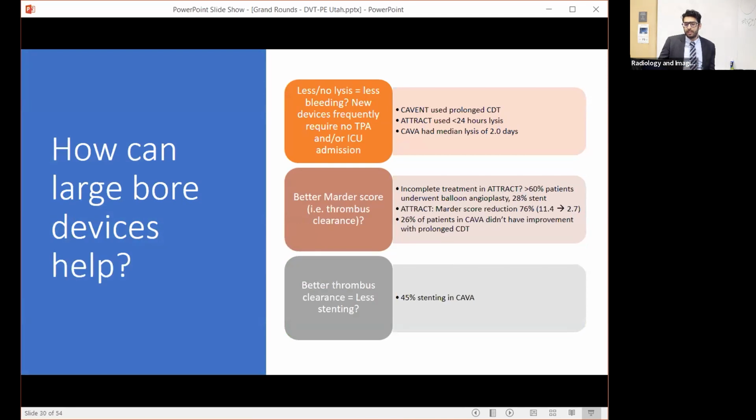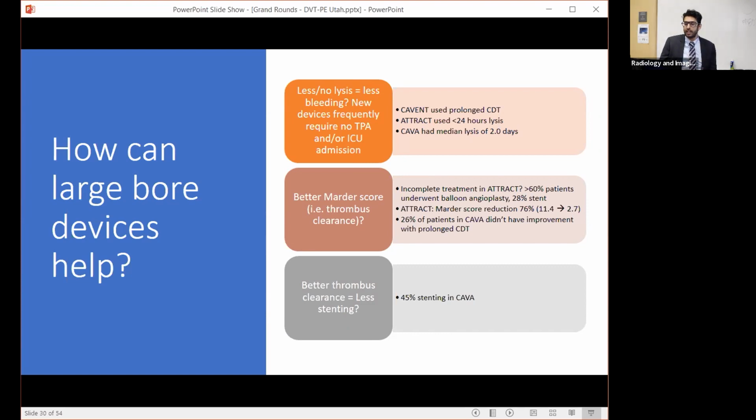So how can large bore devices help? As I mentioned, you really don't need much TPA, if any, anymore with these devices. So no ICU admission. So theoretically, that should hopefully reduce the rate of bleeding, or catastrophic bleeding. Since we're able to get more clot out, get more of that subacute stuff out, are we getting better Marder scores? Are we getting better clearance of thrombus radiologically?